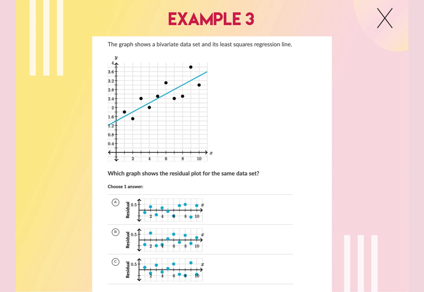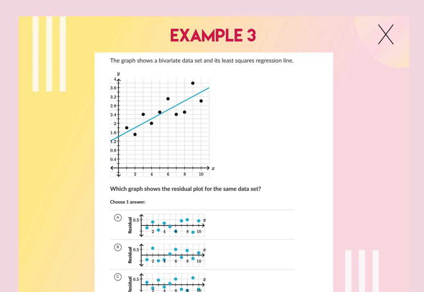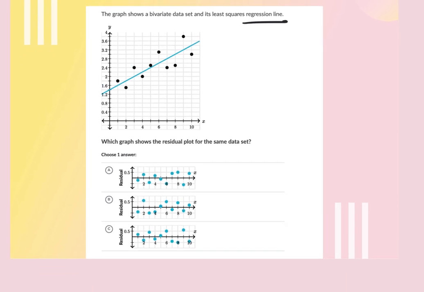Okay, now let's look at this one. So what are we on? Example 3. Let me get rid of the toolbar. Example 3 says the graph shows a bivariate data set and its least squares regression line. The regression line is called a least squares regression line. We call it a regression model or the model, okay? And the question says, which of the graphs shows the residual plot for the same data set?